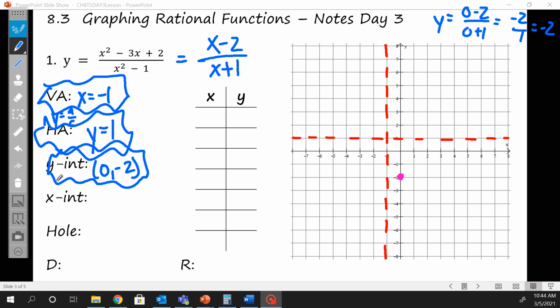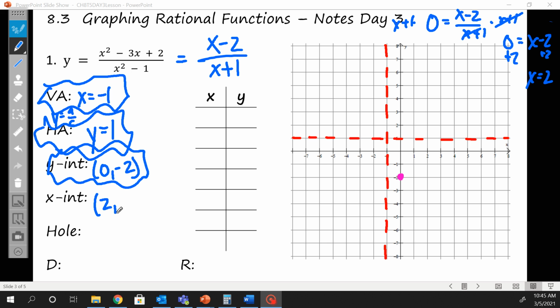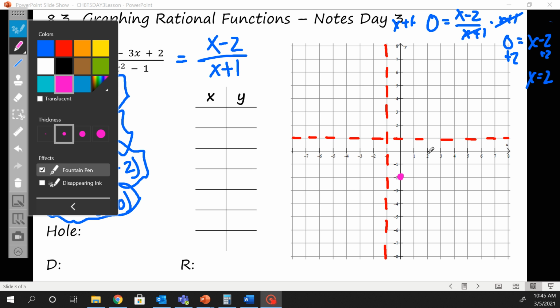For our x-intercept, we'll plug in 0 for y. So 0 equals x minus 2 over x plus 1. Multiplying both sides by x plus 1, that cancels. So we get 0 is equal to x minus 2, which means x is equal to 2. So our x-intercept is 2, comma 0. And we can graph that. That is right here.